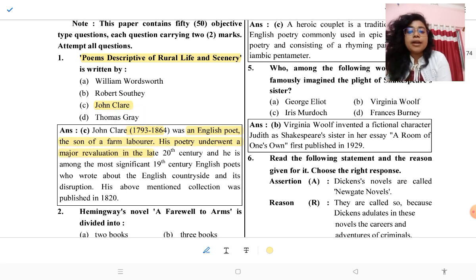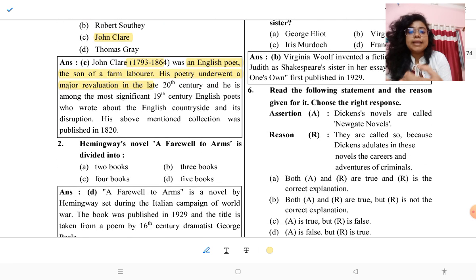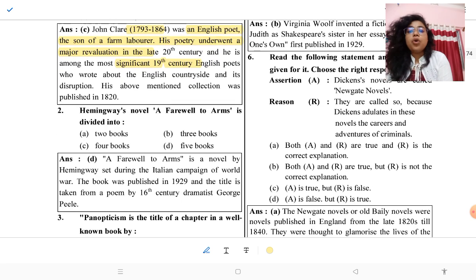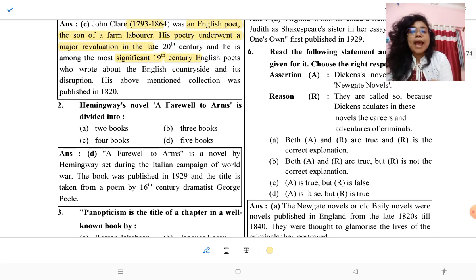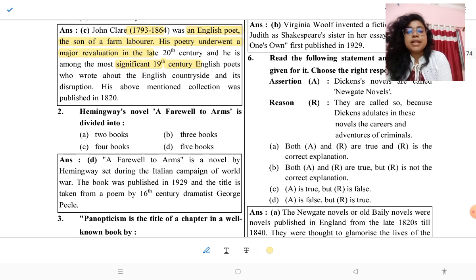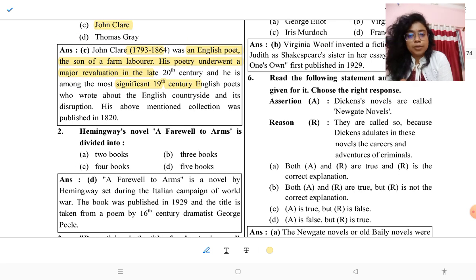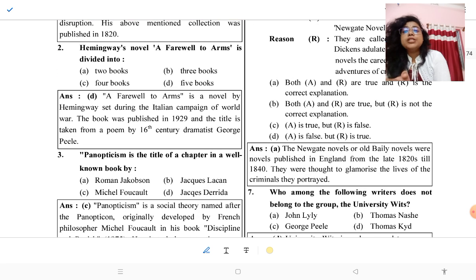His poetry underwent a major revival in the late 20th century, and he is among the most significant of the 19th century English poets who wrote about the English countryside and its disruption. His above mentioned collection was published in 1820. So he was an English poet, the son of a farm laborer, and his poetry underwent a major revival in the 20th century. Then Hemingway's novel A Farewell to Arms was divided into 5 books.